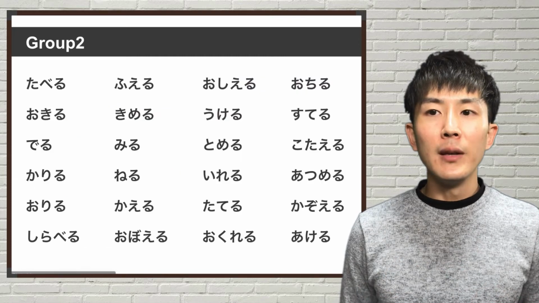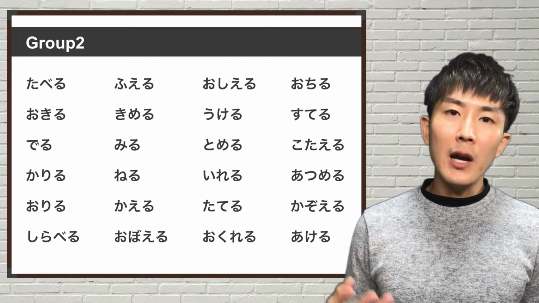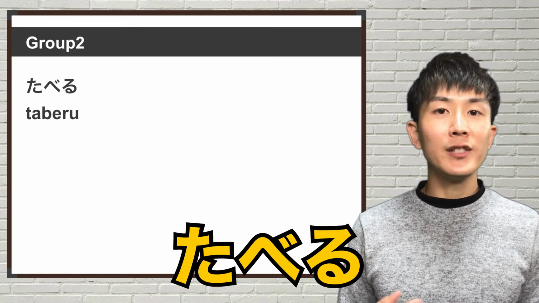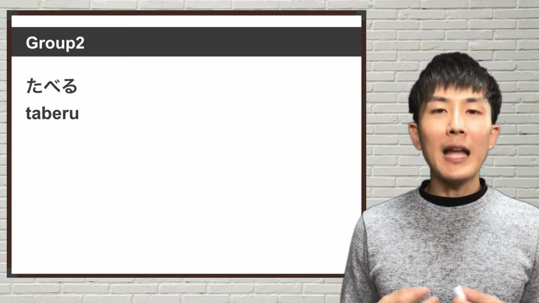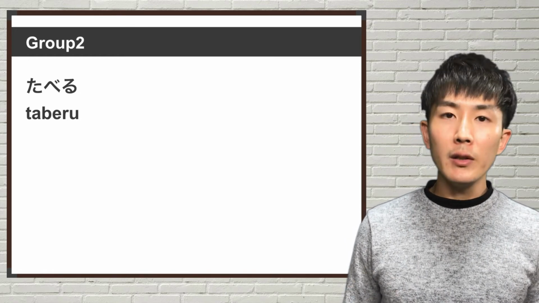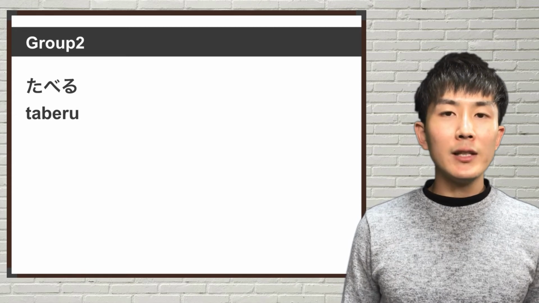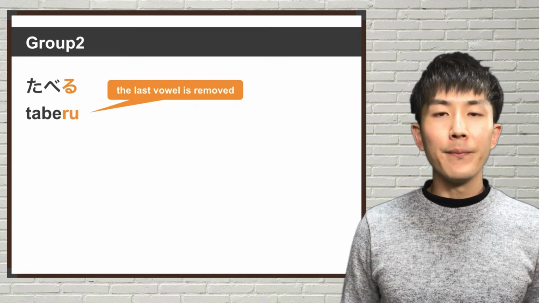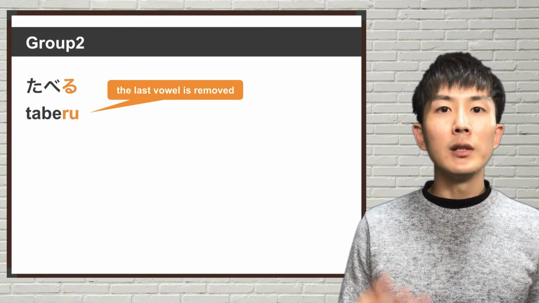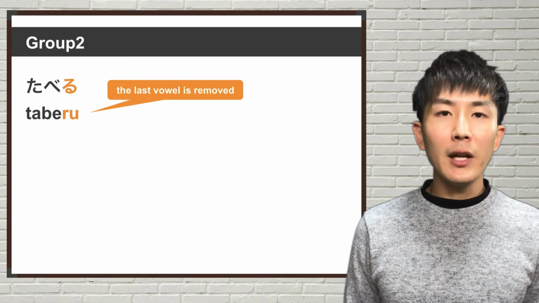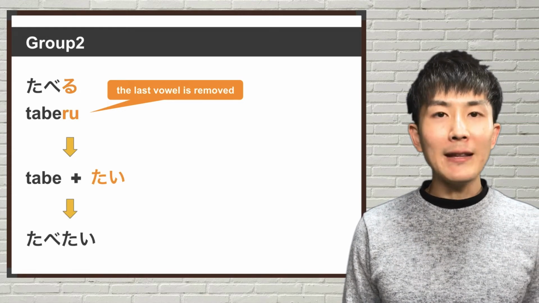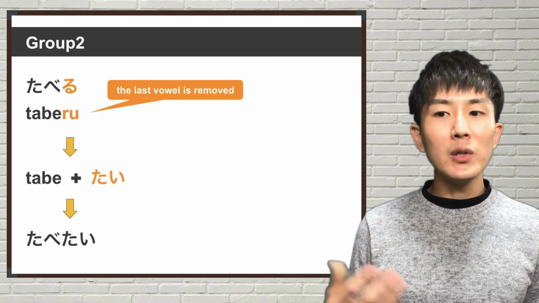Then Group 2. The verbs which belong to Group 2 are here. I'm going to use taberu to explain the conjugation system for Group 2. Taberu means eat. In the case of the verbs which belong to Group 2, the first thing you need to do is to remove the last letter. In the case of taberu, it's ru. So you need to remove ru from the verb. After that, you need to attach tai to the verb like this. Tabetai. I want to eat.